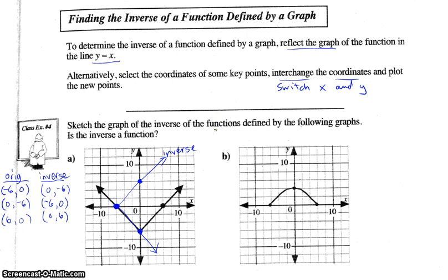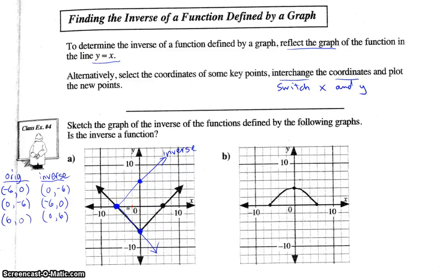So we talked about how for one element in the domain, there's one and only one element in the range. So let's say we kind of take a place here at negative 2. Okay, so at x equals negative 2, we have a value of 4, and we also have a value of negative 4. Guess what? Not just one element in the range corresponds to that element in the domain. So this is not a function.